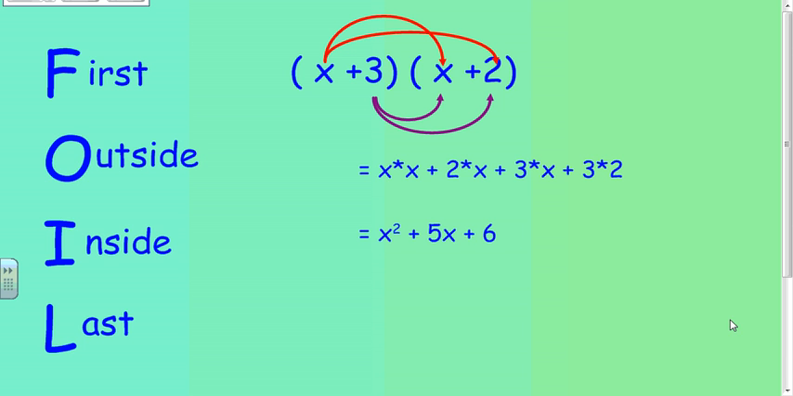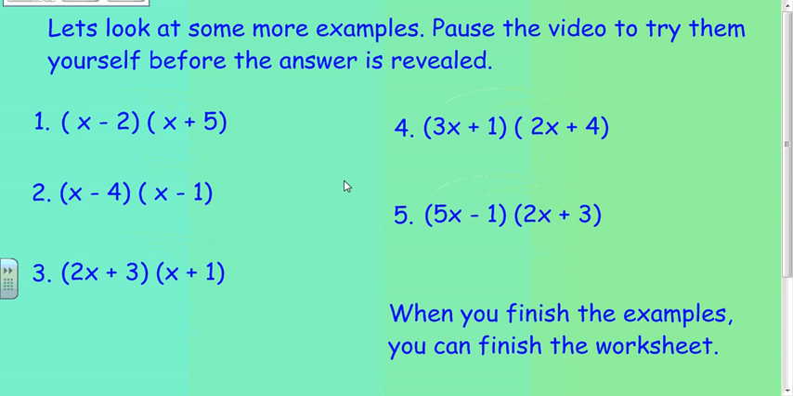So let's go to another page and try some examples. Pause the video to try them yourself before the answer is revealed. So in example number 1, you have x minus 2 times x plus 5. Be careful with the negatives, and remember, you can multiply first terms, outside terms, inside terms, and last terms. Pause the video and try this problem.